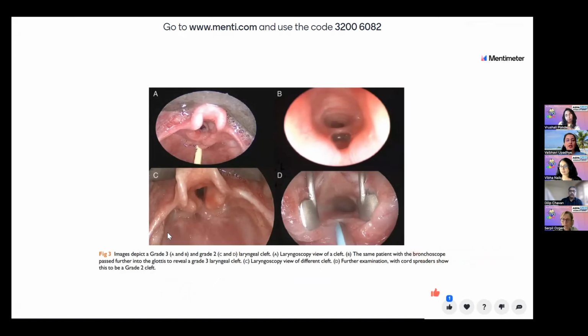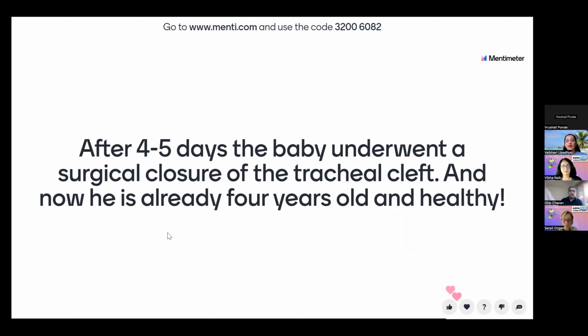Also, these are the video laryngoscopic views which are possible, and a cord spreader is required to spread the arytenoid cartilages to see the extent of the cleft if it is not evident classically. But yes, it is something that varies in presentation, and we need to be vigilant. So after 4 or 5 days, the baby underwent a surgical closure of the cleft, and he's already 4 years old and healthy.